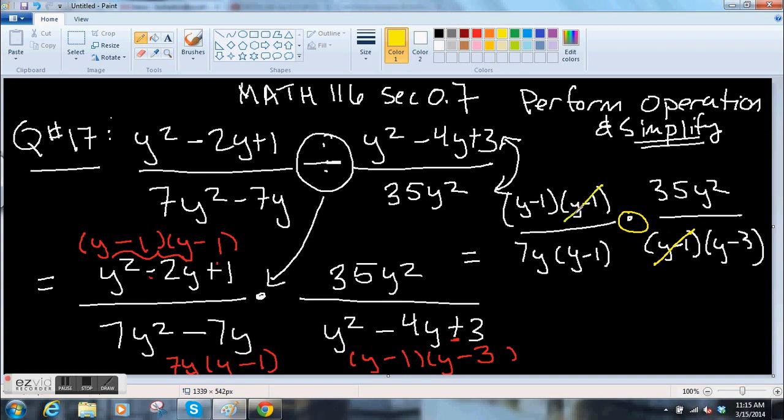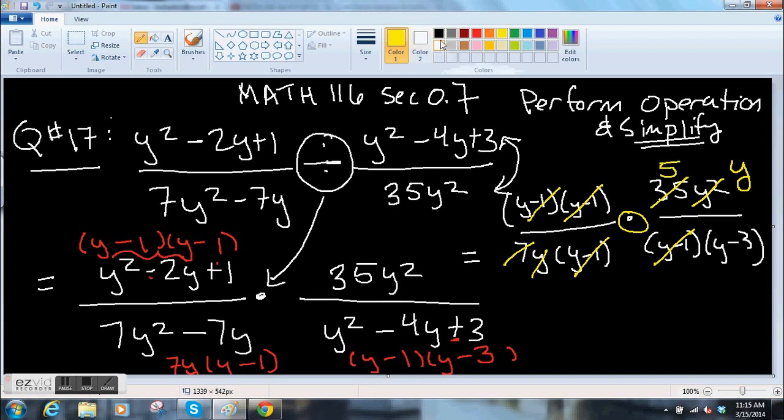Y minus 1, y minus 1, okay? Oh, look, y minus 1. See, it's very satisfying. There's a y there, and there's a y there, but that leaves us with a y. So if you have anything left over, I like to write it, otherwise I forget about it. 7, 35, that leaves a 5.